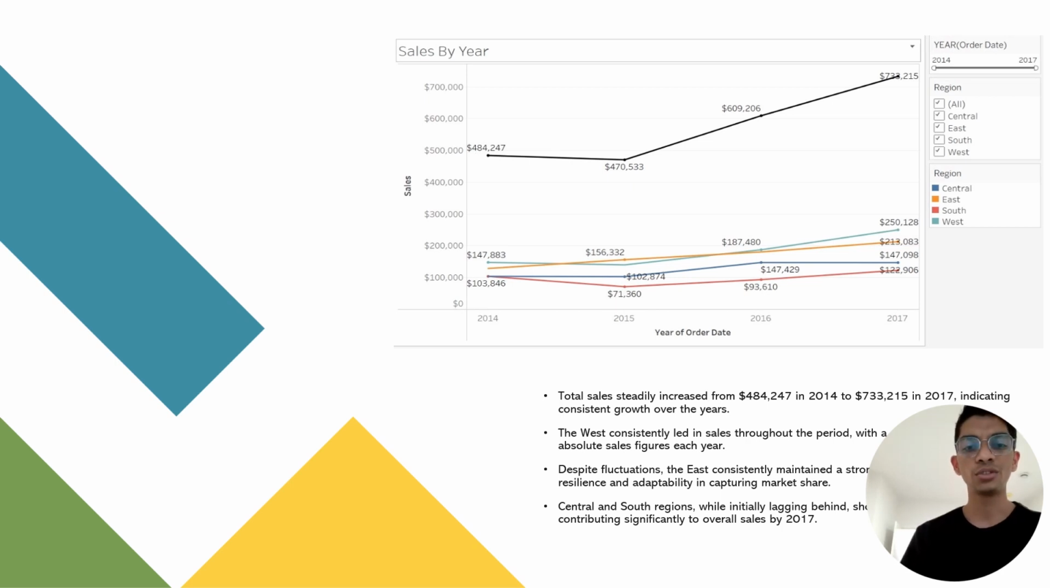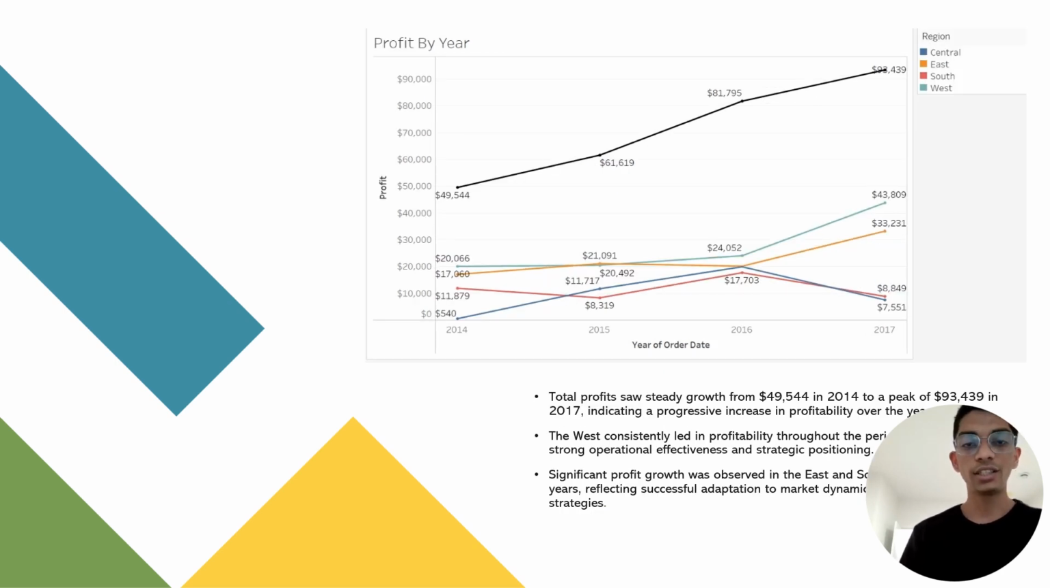$139,967. In 2016, sales saw a significant increase totaling $609,206, with sales of $187,480. The West maintained its lead, with the East coming in second at $180,687. In 2017, sales experienced a notable surge, reaching $733,250, with $250,128. The West was still in the lead next to the East with $213,086. So here is a profit analysis of the data.